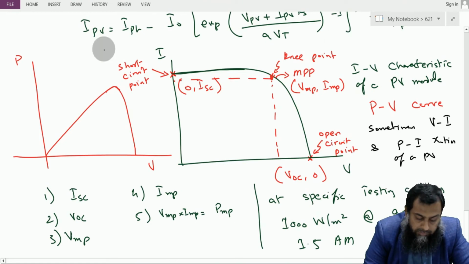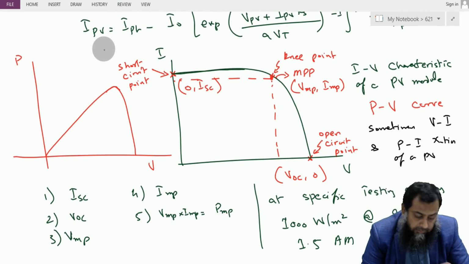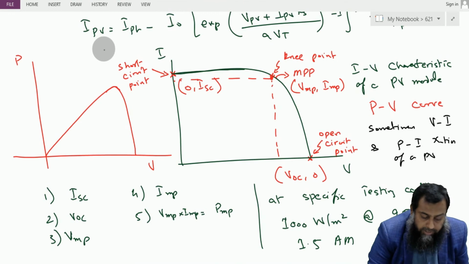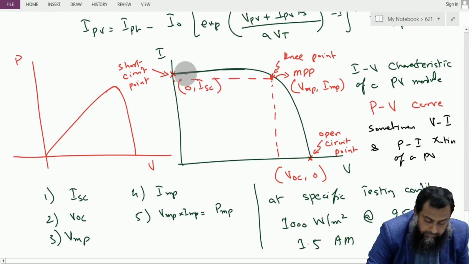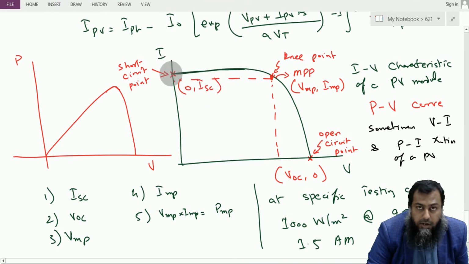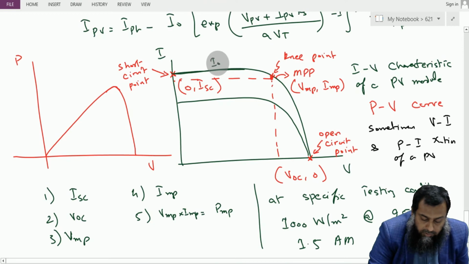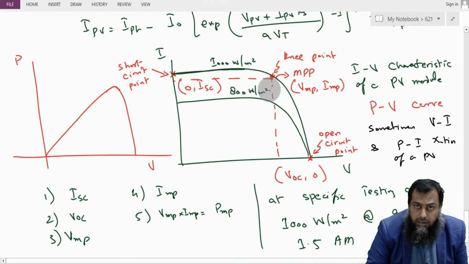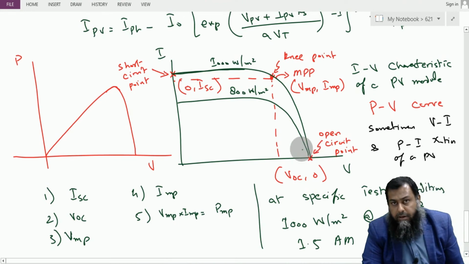For example, without going into the detail, because I will cover the detail in the next class, if we have a decrement in the incident light, then it directly impacts the amount of the output current which is available. So we may have this type of curve. If this is for 1000 watt per meter square irradiation, this might be for, let us say, 800 watt per meter square irradiation, right? So the lesser the amount of irradiation, the lesser the short circuit current value is. Also, the open circuit voltage is dependent on the temperature.